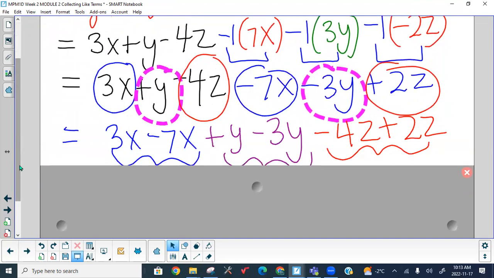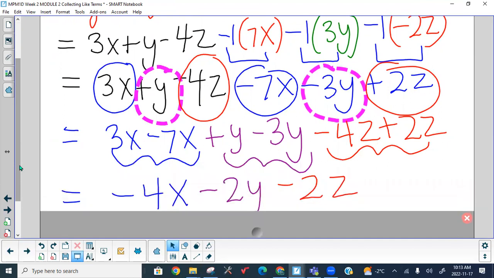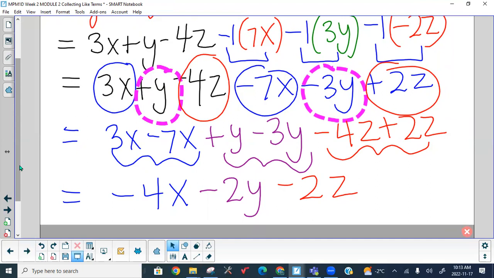And then you're going to group the like terms next to each other. So positive 3x and negative 7x are next to each other. Positive y, negative 3y are next to each other. Negative 4z, positive 2z are combined because those are like terms. And because there are 3 different variables, 3 different letters, you should have 3 different answers, because x's can only be combined with x's, y's can only be combined with y's, and z terms can only be combined with z terms.